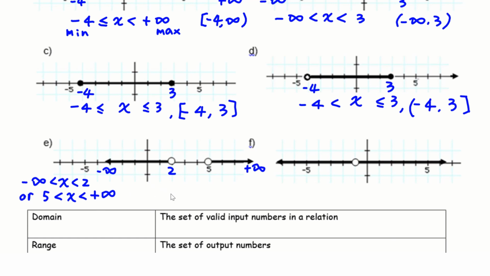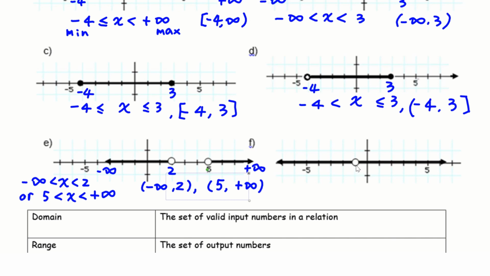Or you could write it in interval notation. Interval notation is minimum, maximum, no equal sign, just open. And this part is minimum, maximum, then no equal sign, open, so a regular bracket.